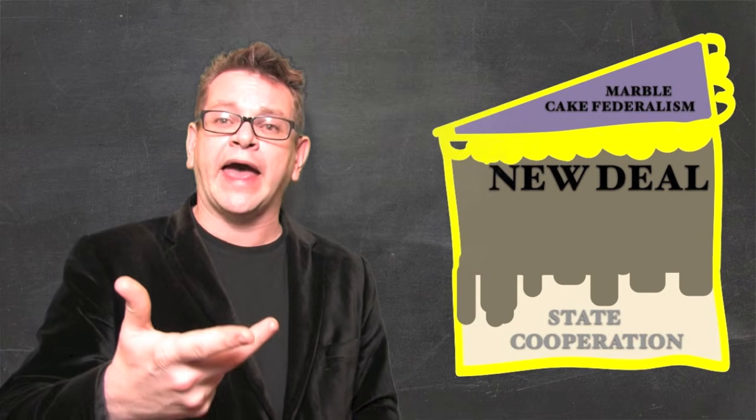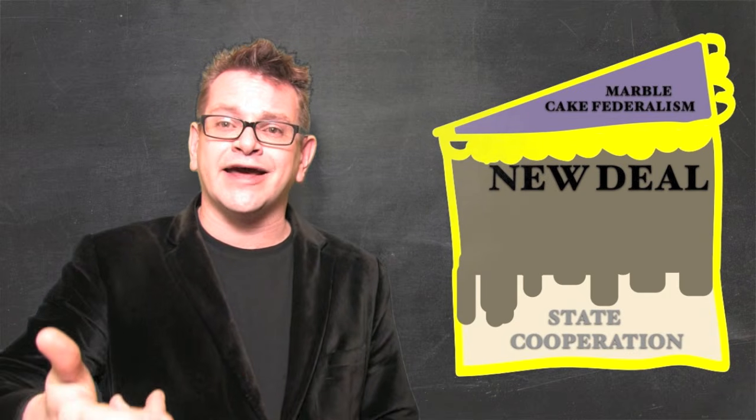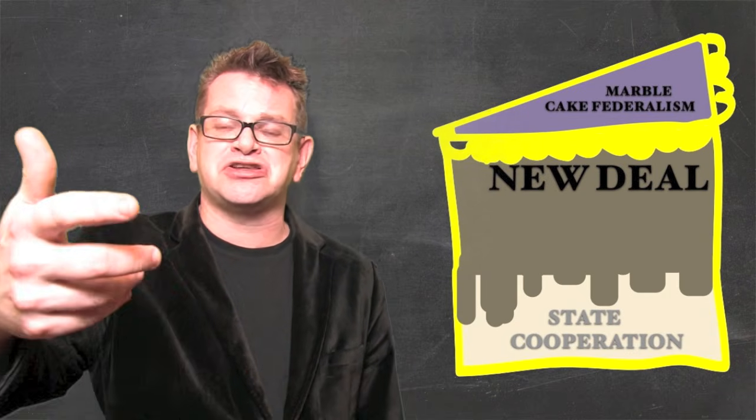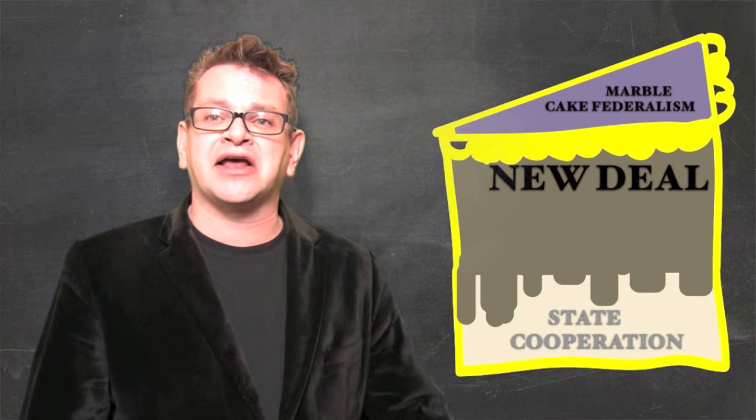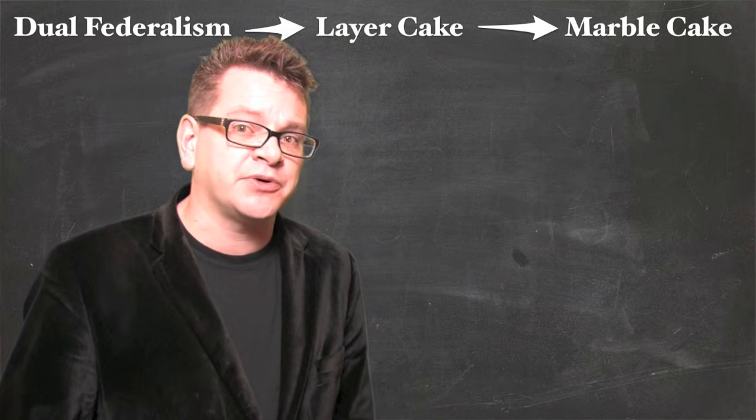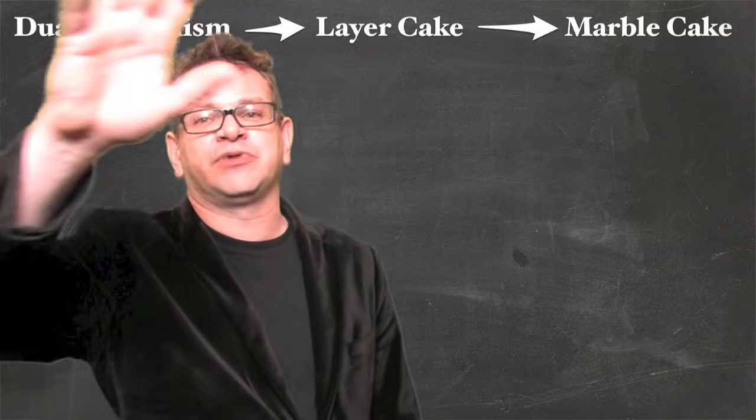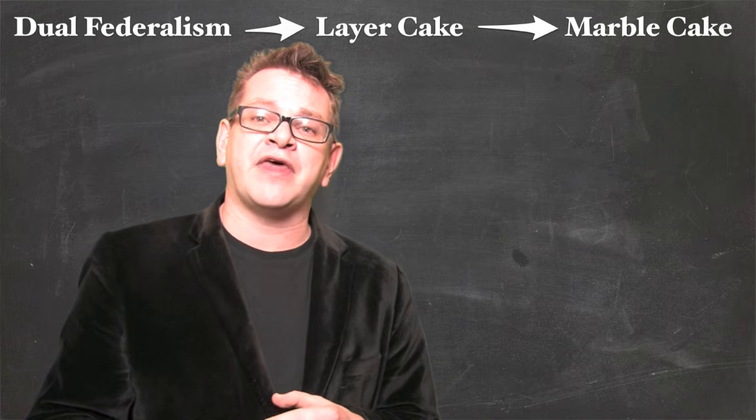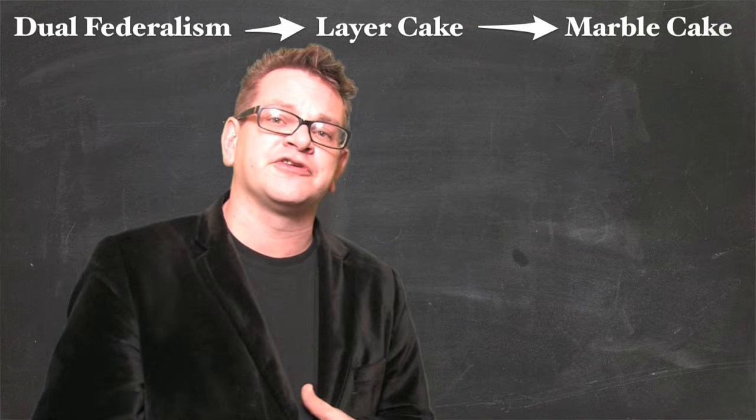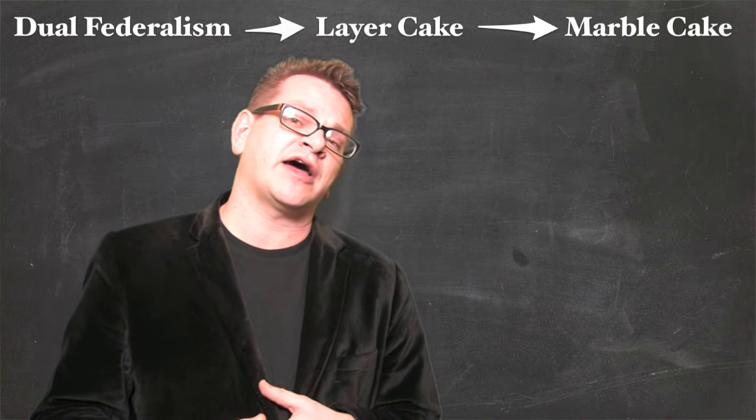So that's called a marble cake, right? New Deal, right? 1932, maybe 1964, somewhere around there, maybe 68, I don't know. I'm going to come back and tell you in a second, and I hope that you enjoyed that. So remember, dual federalism leads to layer cake federalism, Reconstruction, 14th Amendment. That transfers into marble cake federalism with the election of the New Deal, Democrat FDR.